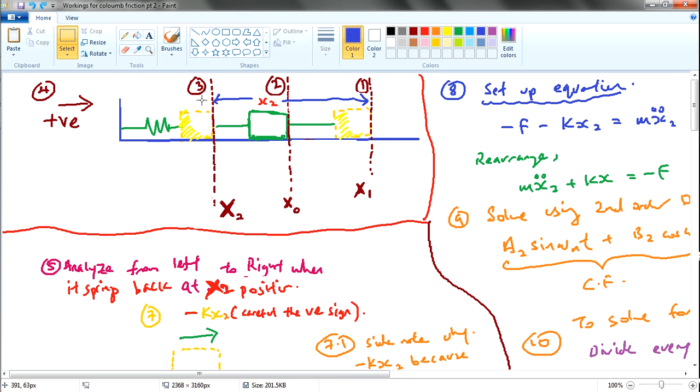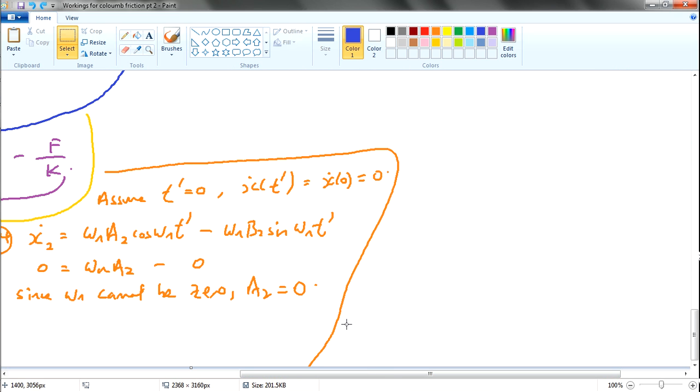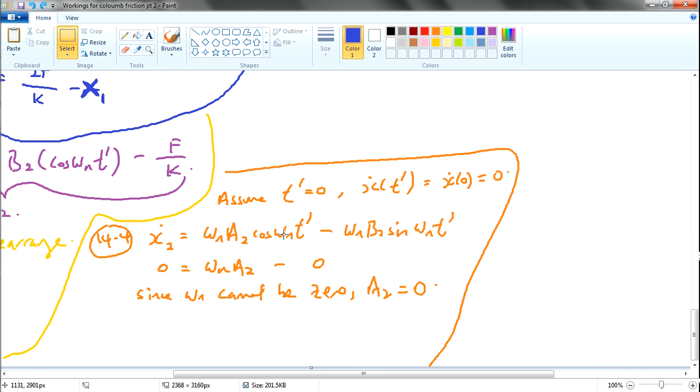at this point, this is t prime, right? At this time, this is t prime. We assume that there will be nothing much. We will assume that this is the initial condition, so we assume that t prime is equal to 0. Therefore, when you sub it in, cosine 0 equals 1, and then you get this one, and eventually, since omega, the natural frequency, cannot be 0, a2 is equal to 0.